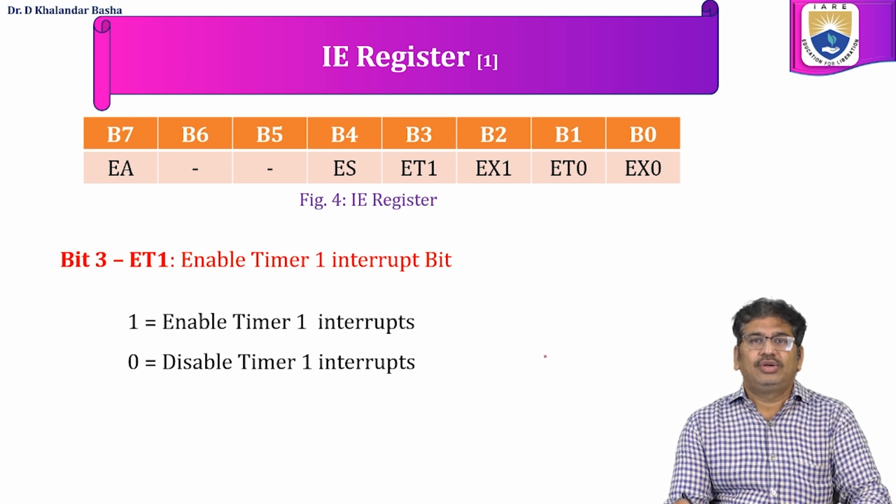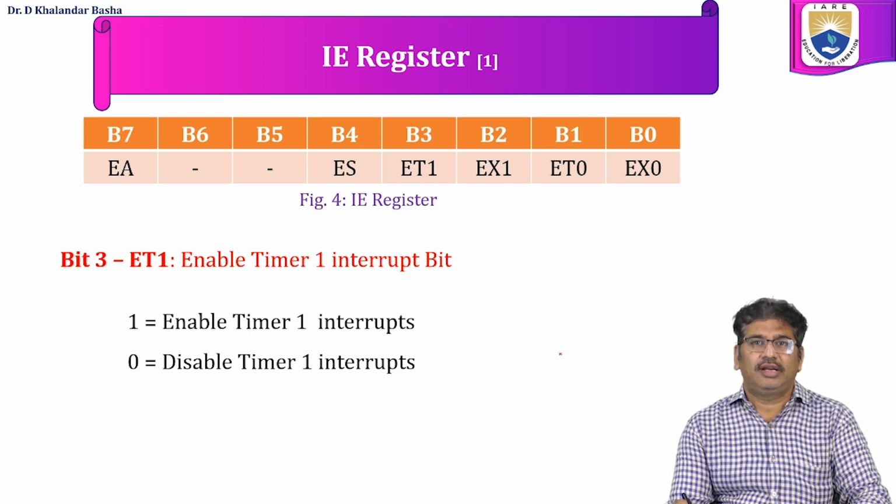Bit 3 corresponds to ET1. ET1 stands for enable timer 1 interrupt flag. If ET1 is equal to 1, it will enable the timer 1 interrupts, that is timer overflow on TF1. If ET1 is equal to 0, it will disable the timer 1 interrupts.